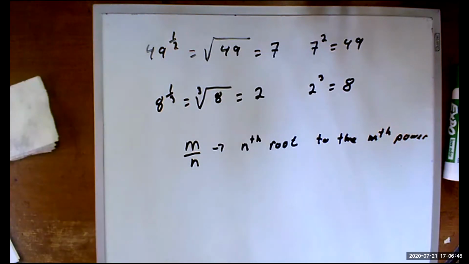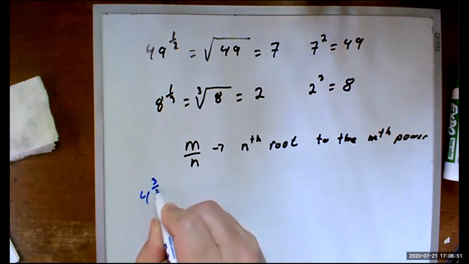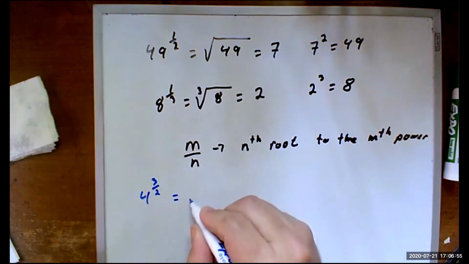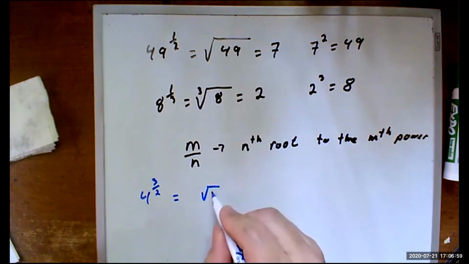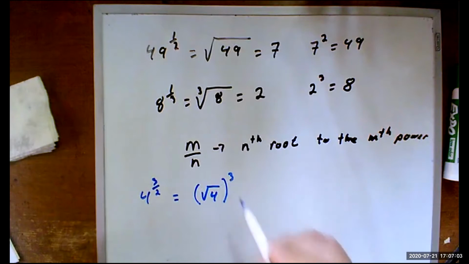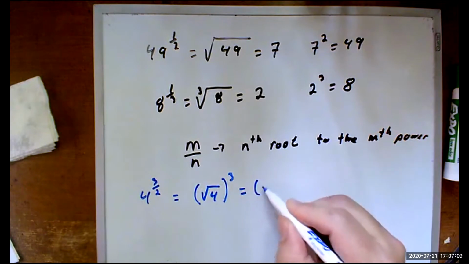So let's say we have 4 to the power of 3 over 2. What this is essentially saying in one form is that I want the square root of 4 raised to the 3rd power. So I'll do this part inside brackets first. The square root of 4 is 2.